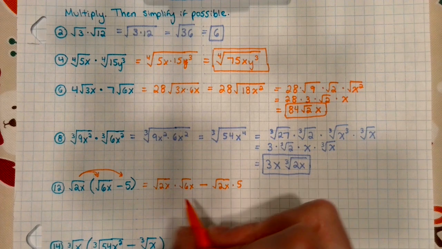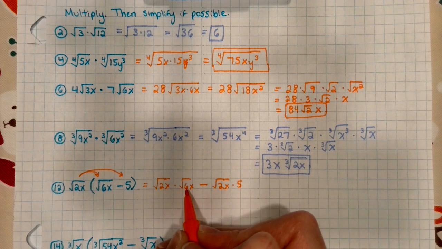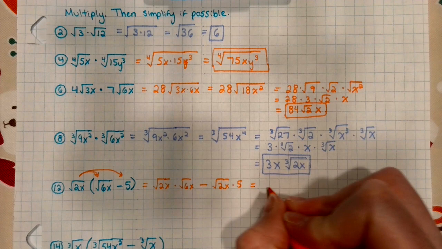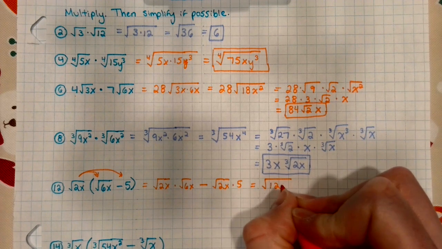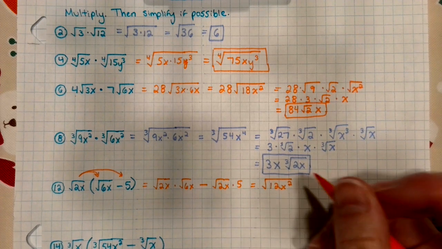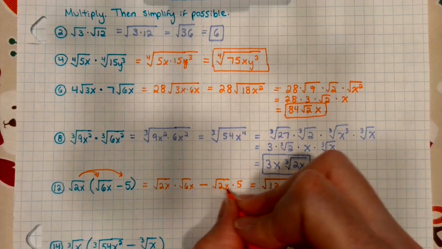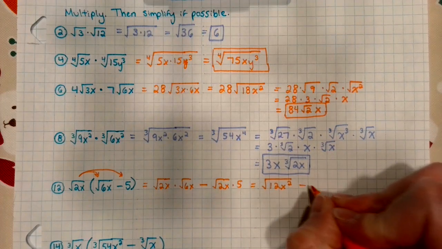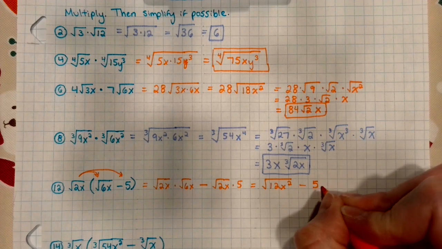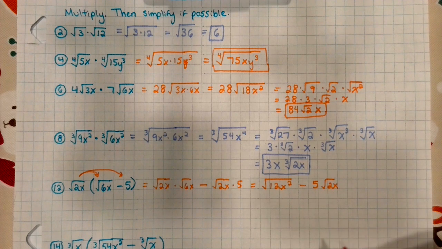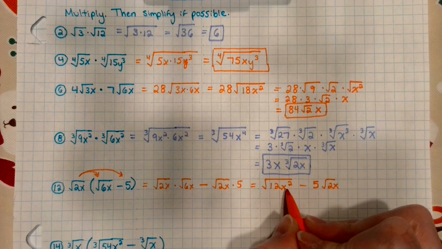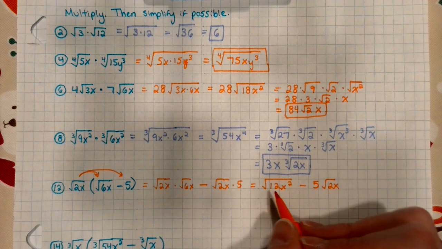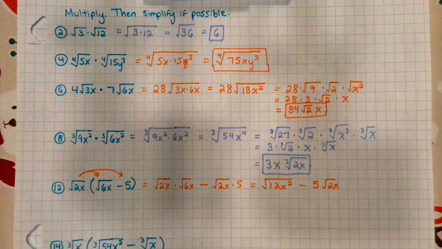So now we're going to actually be able to multiply these together. And so this is going to end up being the square root of 12x squared. And then this we can't move forward with any further. This is going to just be, for the time being, minus 5 times the square root of 2x. And now here, the square root of 12x squared, your goal is to basically factor out anything that you can take the square root of, or in the last example, we took the cube root of. So you want to get those factors out.